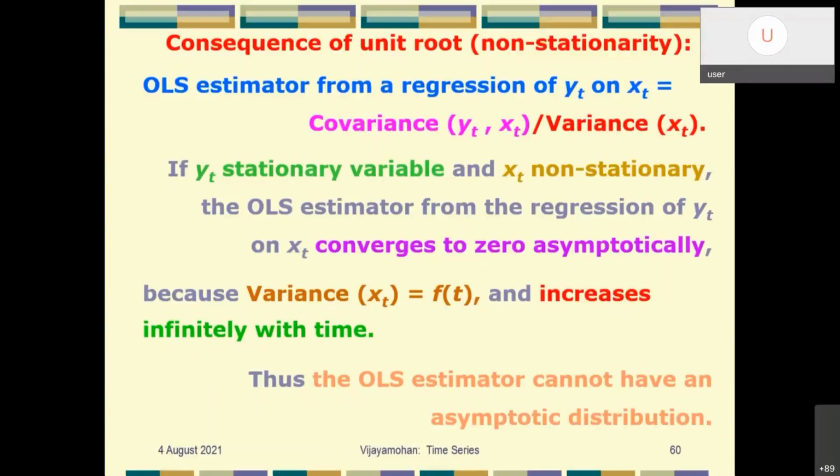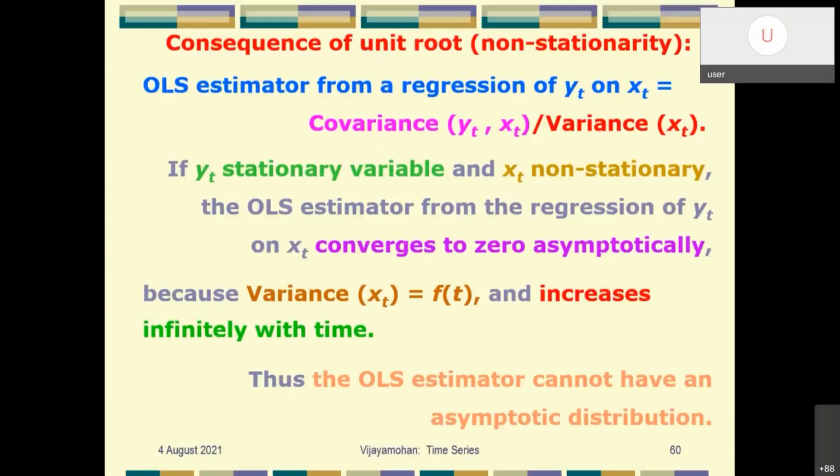Sorry to interrupt, sir. Can you please explain this with an example, like one variable which is stationary and a non-stationary variable? With an example, I think that would be more clear.